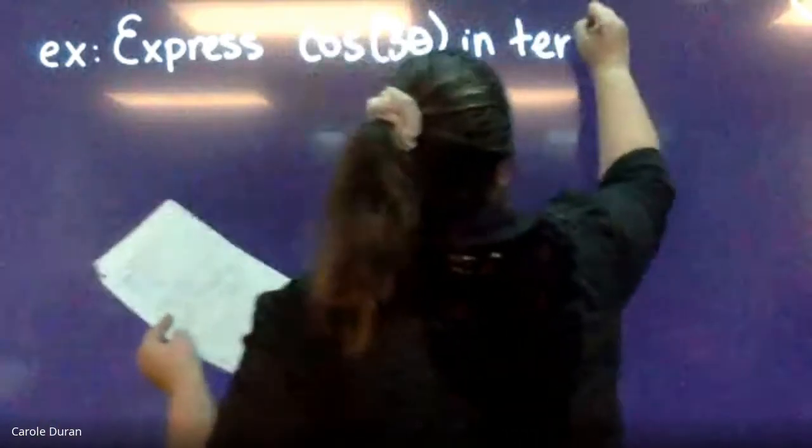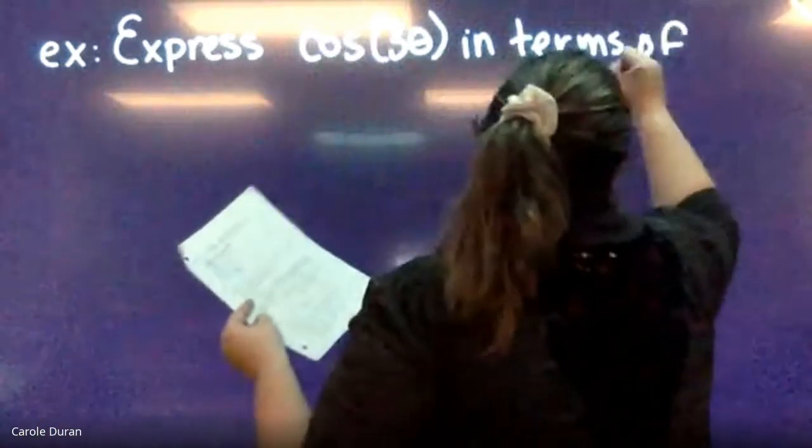It's here in case anybody needs it. The next example that I would like to look at is a little bit different. So this one asks us to express cosine of 3 theta in terms of simply cosine of theta.